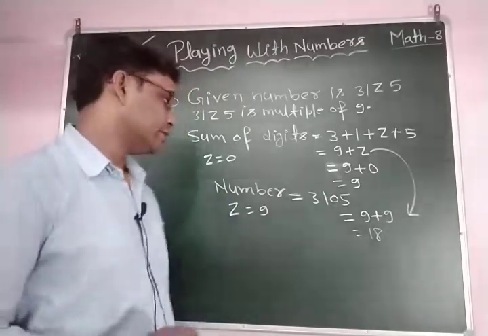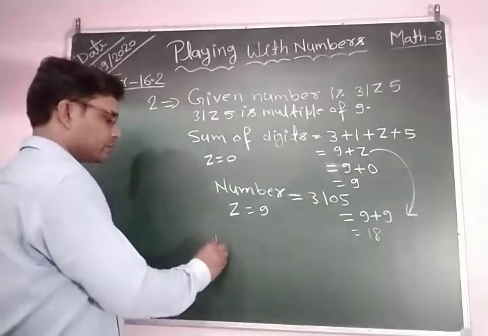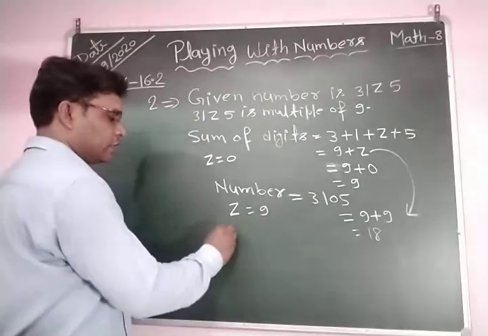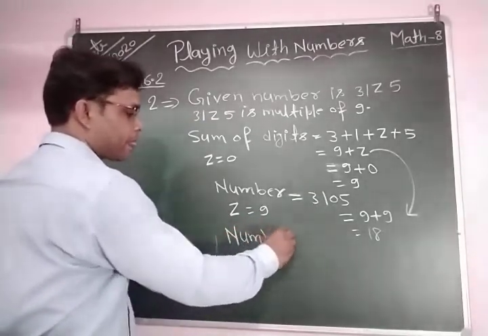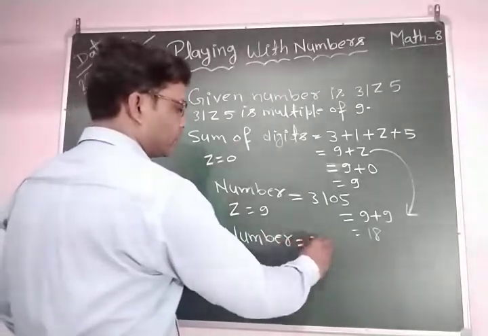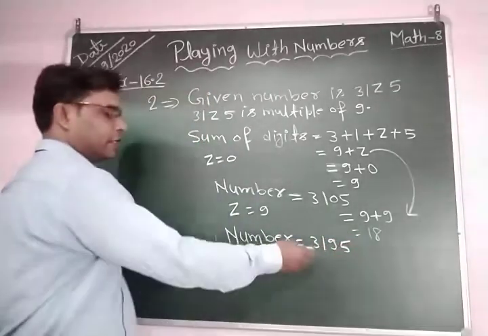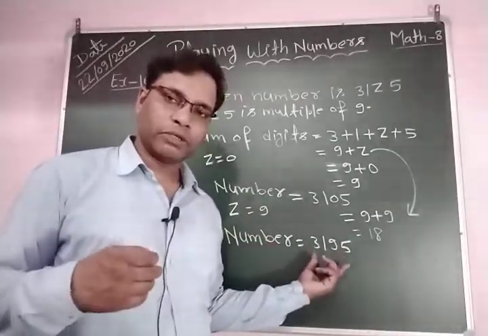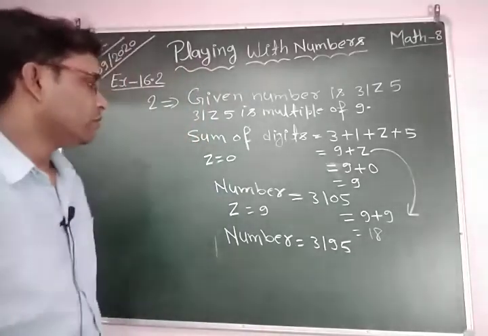So we can write here the possible values of Z. If you put Z equal to 9, then what is our number? Our number is 3195. This number is a multiple of 9. This number is also divisible by 9. So you need to find the value of Z. So what is the possible value of Z?